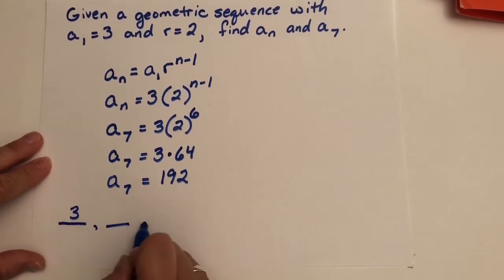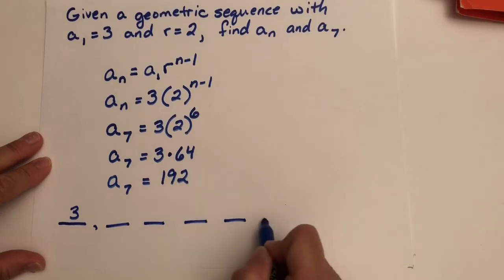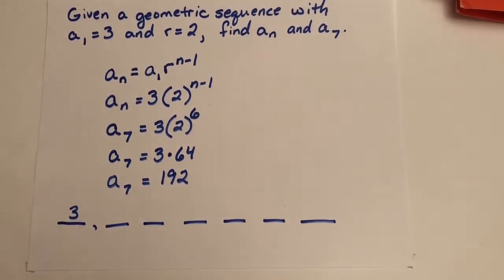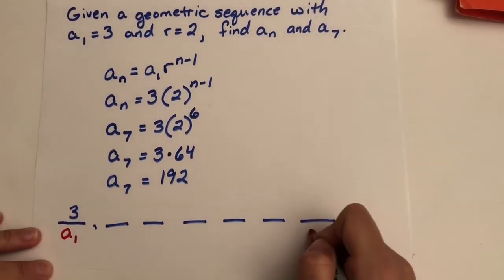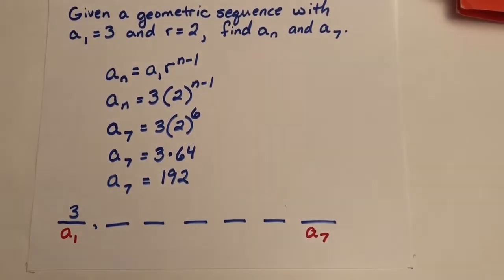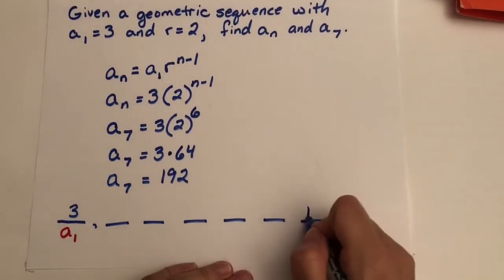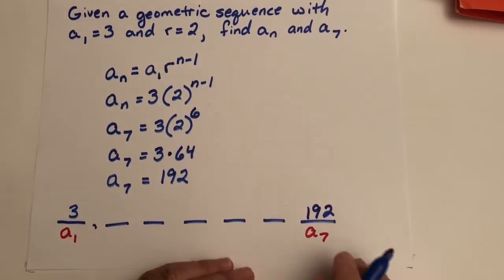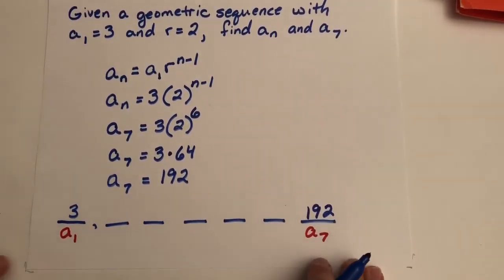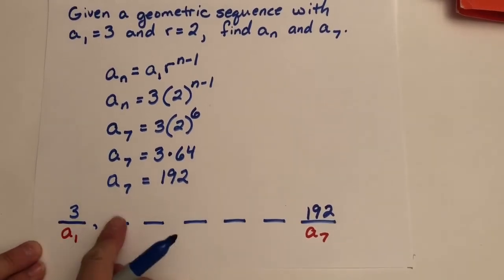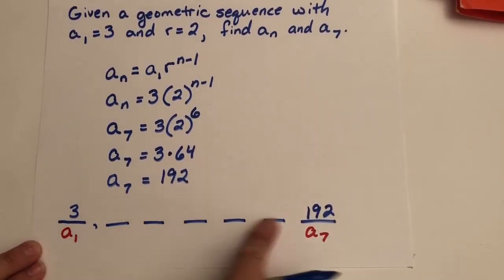So if we had this geometric sequence and we started with our first term here being 3, here's a second term, a third term, a fourth term, a fifth term, a sixth term, a 7th term. What we know is this term over here is equal to 192. That's what we have just determined without going through all of the intermediate terms, but you could have.